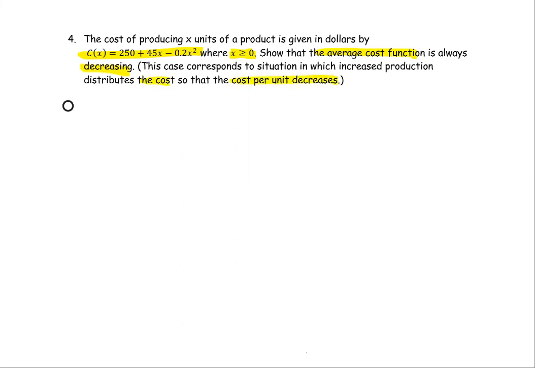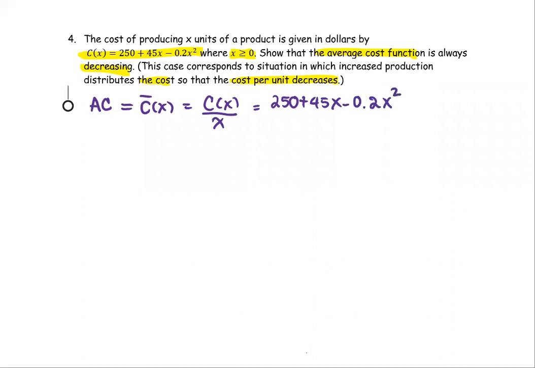So first of all, we're going to identify the average cost function. I'm going to use the notation AC, or C bar of x, and compute it by dividing the cost function by x. The cost function is 250 plus 45x minus 0.2x squared, so we divide all of this by x.